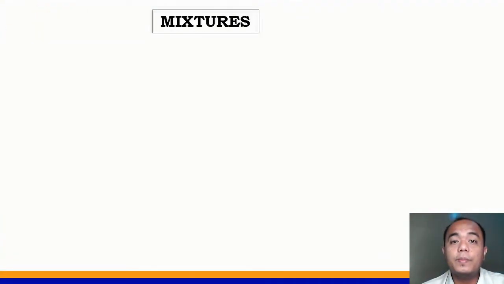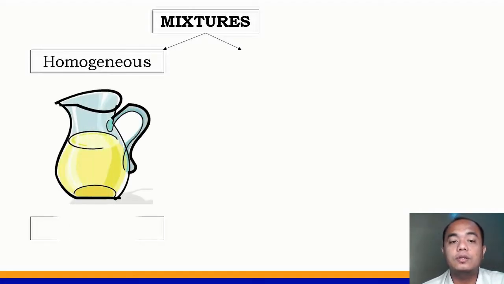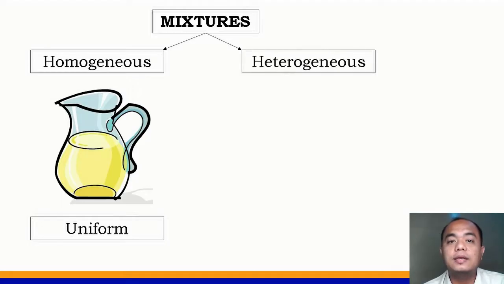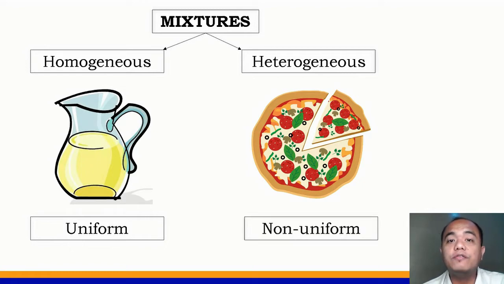Again, mixtures are combinations of two or more substances. The first type of mixture is homogeneous mixture, and this is also called uniform mixture. It appears uniform all throughout the mixture because of the same proportion. And the second one is the heterogeneous mixture, and this is also called non-uniform mixture. Heterogeneous mixtures are not uniform in proportion, where combined substances are not evenly spread or mixed. Now, what is the difference between solute and solvent?